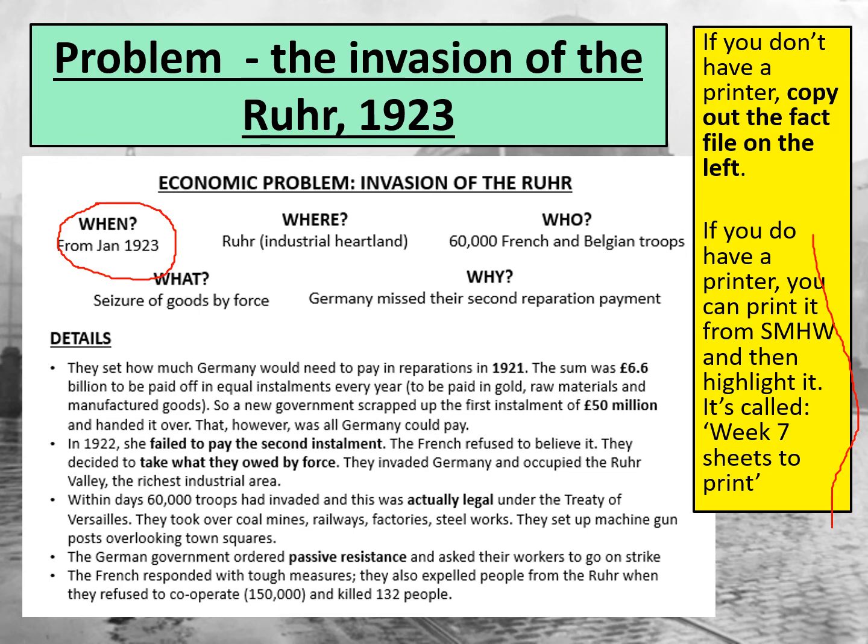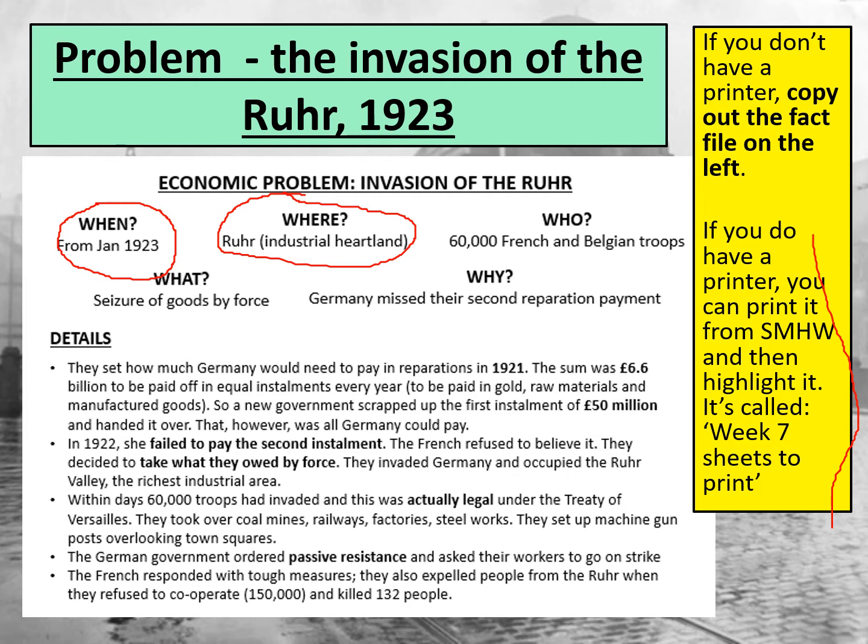That's when the French first invaded. It happens in the Ruhr, which is the industrial heartland of Germany. It's essentially where most of their factories are. The French aren't just going to invade some kind of countryside. They want to make sure that they're able to take as many goods as possible from Germany.